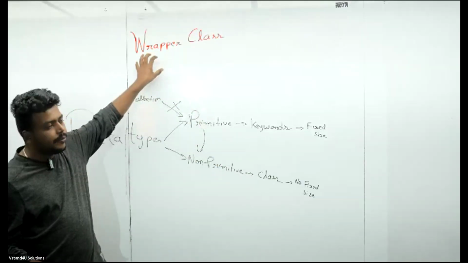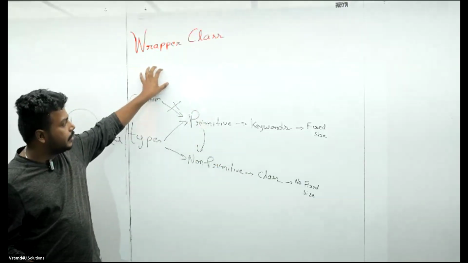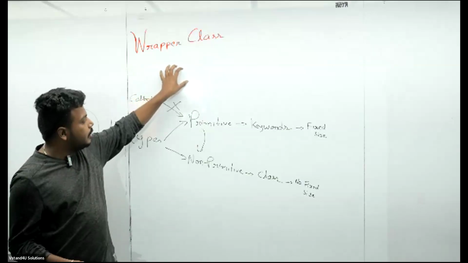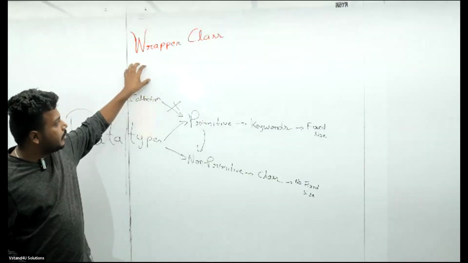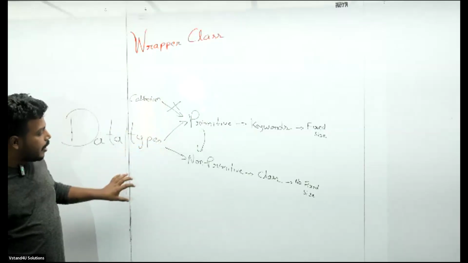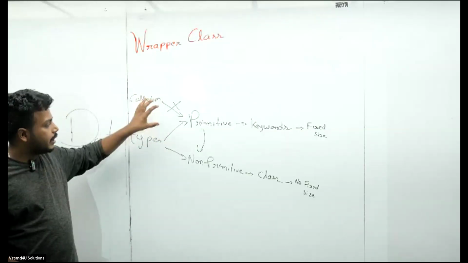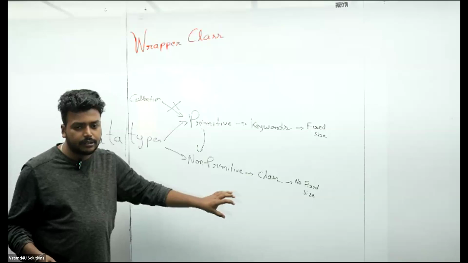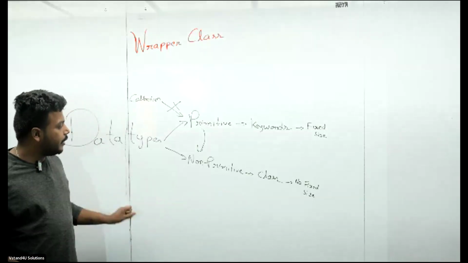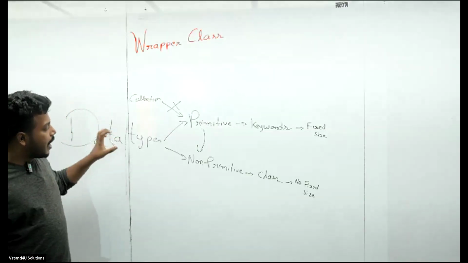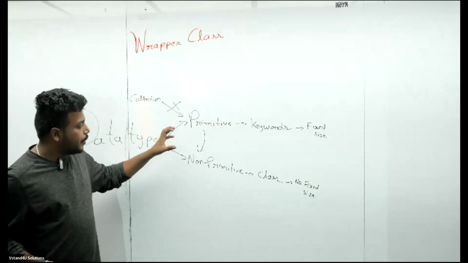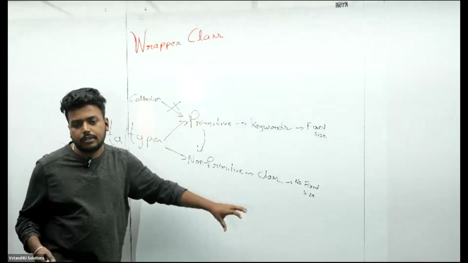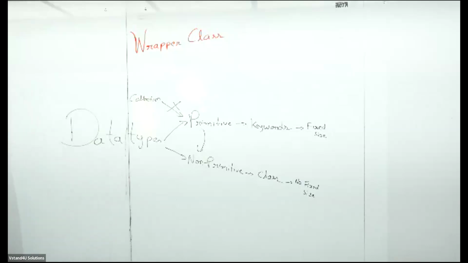Take a heading of wrapper classes and write the definition. First write the plan, write this diagram. The first point is that in collection, primitive data types are not supported. The next point is that wrapper classes will convert primitive data types into non-primitive data types.